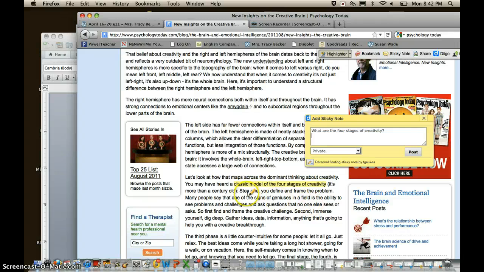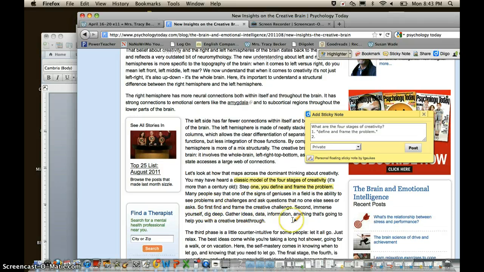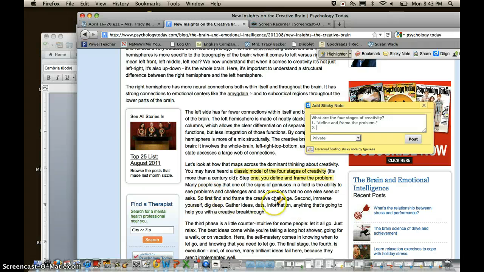This might help me. Step 1, you define and frame the problem. Okay, so I'm going to write that down just for myself. Define and frame problem. Put that in quotes because those are not my words. Many people say that one of the signs of geniuses in a field is the ability to see problems and challenges and ask questions that no one else sees or asks. So first, find the frame and creative challenge. Second, immerse yourself. Dig deep.